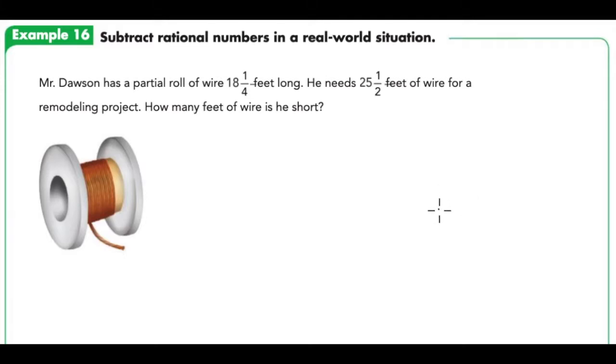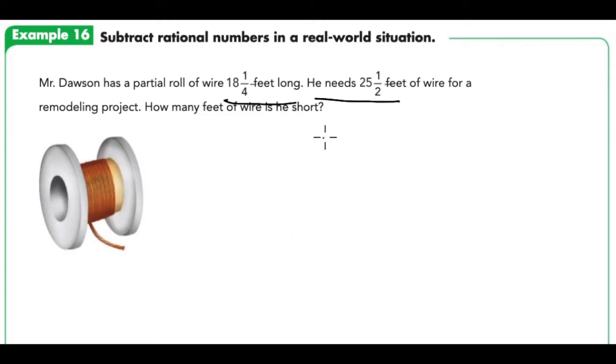For example 16, we'll be looking at a real-world context situation problem. In this problem, we know that Mr. Dawson has a partial roll of wire that is 18 and a fourth feet long, but he needs a total of 25 and a half feet of wire. We're trying to figure out the gap, so the distance between that 18 and 1/4 to 25 and a half. We want to figure out how much wire he needs, or how much wire he is short.